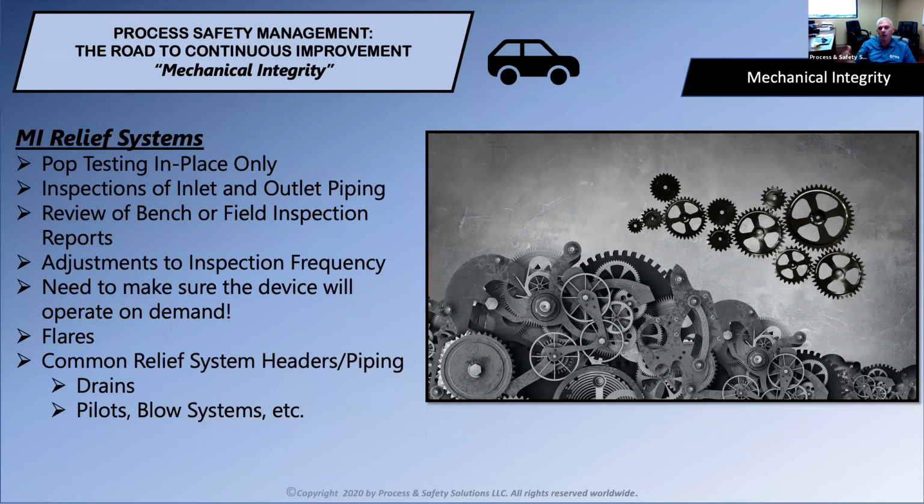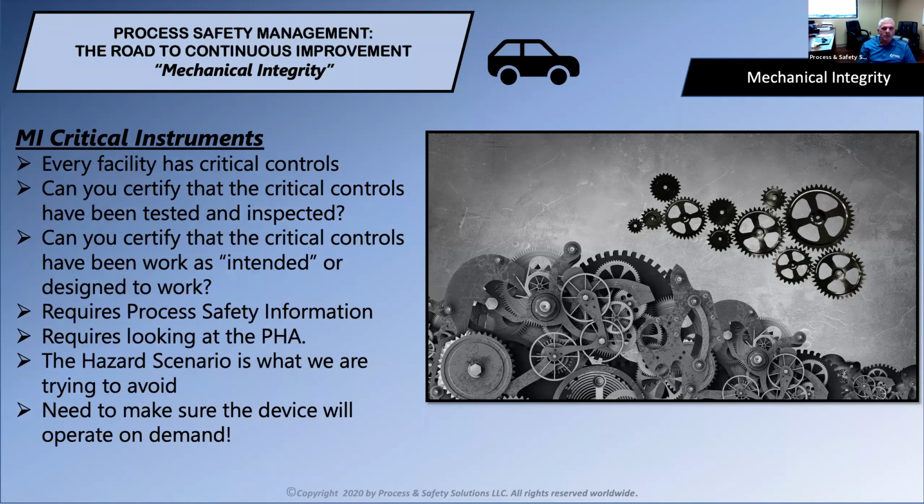Also making sure the blowback systems are working correctly, and making sure we inspect and test those systems to make sure that they work. There are a number of things within flares that we need to inspect and test. Again, looking at the OEM manuals for those particular devices can help you determine what inspections and tests need to be done.